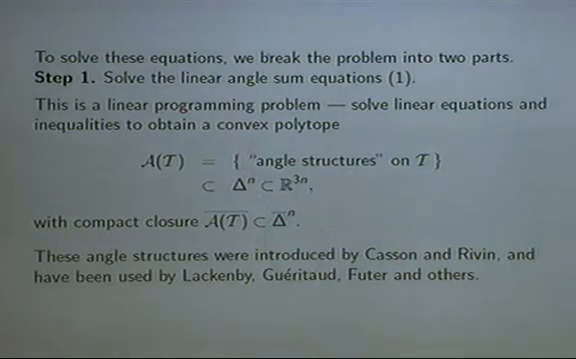This is sitting inside the space of all possible angles, delta to the n, and that's contained in R^3n. If you take the closure of this, you get a nice compact convex polytope, because it's contained in this compact set, the closure of delta to the power n. That's just a product of closed triangles.